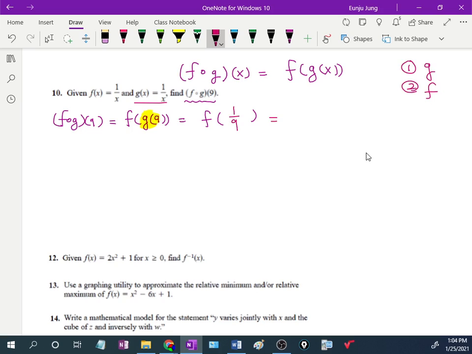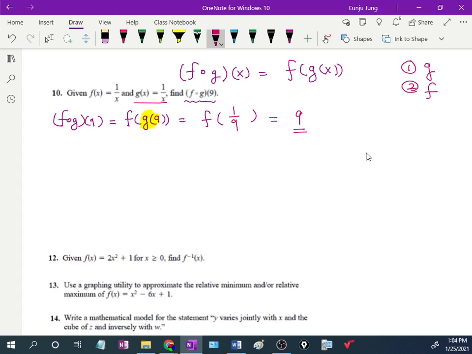What is the next function again? f of x is 1 over x. So what do I need to do? Flip the number, right? 1 over x means reciprocal. So when you flip 1 over 9, what do you get? 9. So the answer will be 9.